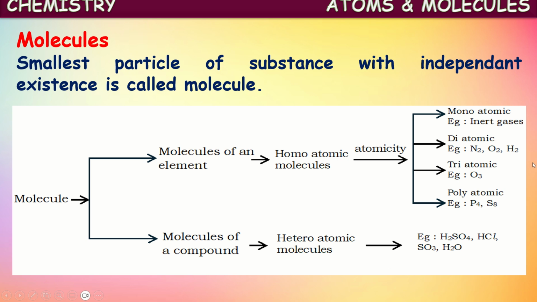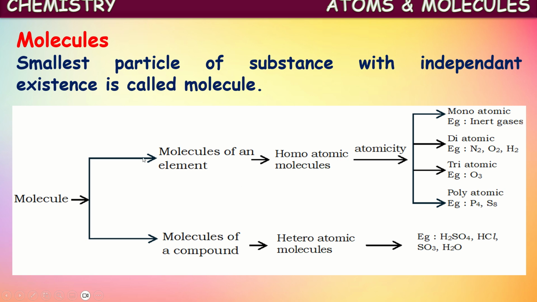Triatomic means what? Three atoms of an element combining together and giving rise to a molecule; that is a triatomic molecule. Four is tetraatomic, like that. Poly means a number of. If there are more than three, more than four atoms, like that, inside the molecule, that kind of molecule is called a polyatomic molecule. Example, phosphorus, sulfur. Sulfur contains 8 atoms in its molecule.